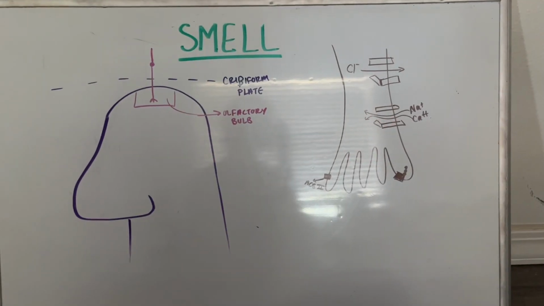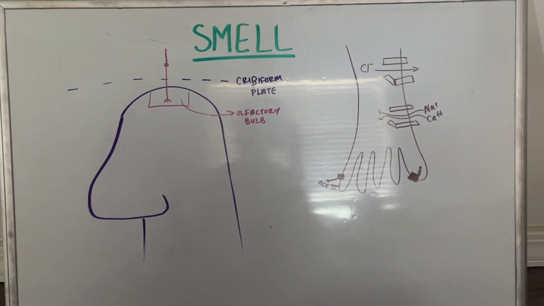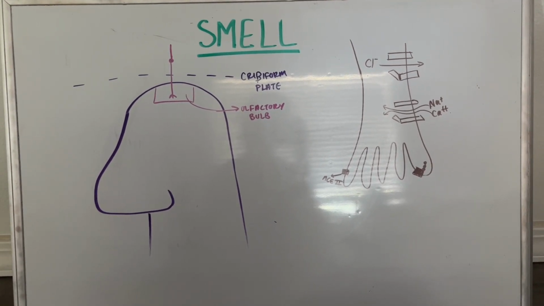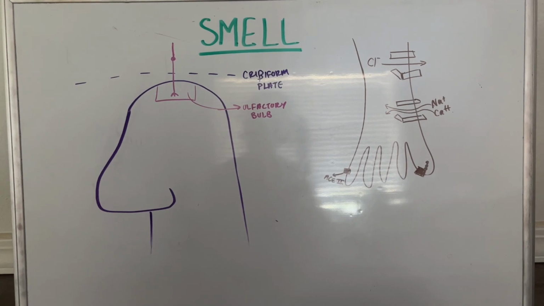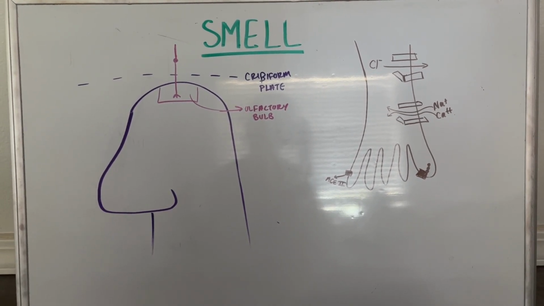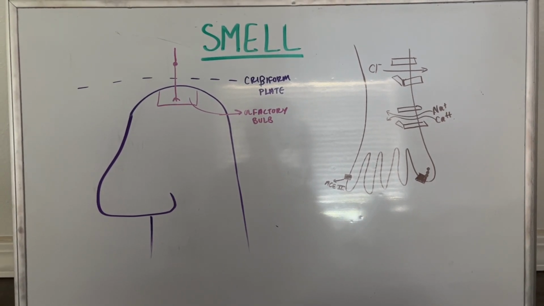The next sense we're going to cover is smell. The sense of smell, or olfaction, is our other chemical sense. Unlike taste cells, olfactory receptor cells are neurons. These neurons are located within the olfactory epithelium in the roof of the nasal cavity. Chemical odorants in the air must dissolve in a thin, water-based mucus layer lining the olfactory epithelium to be smelled.